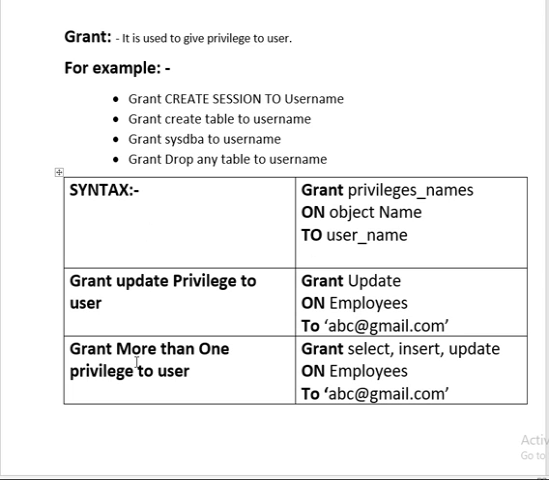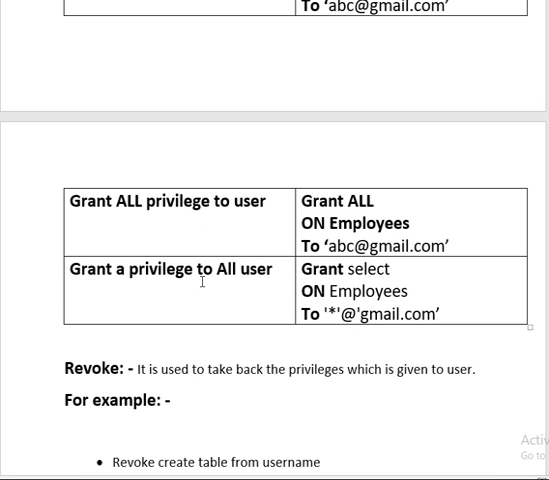And if you want to grant more than one privilege to a user, in that case you will write grant select, insert, update. Whatever permission you want to give, you can mention here. And on which table you want to give permission, here you will mention the table name, and here the username. So grant select, insert, update on employees to username. And if you want to give all privileges to a user, in that case you will write grant all on employees to username.